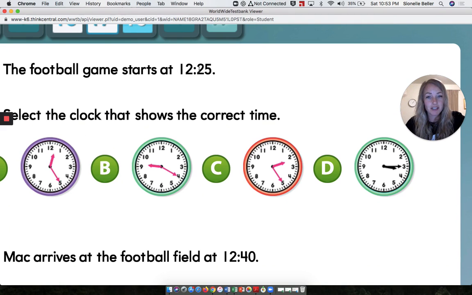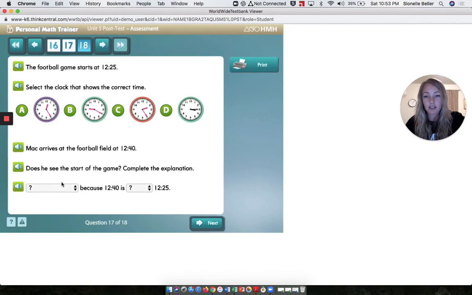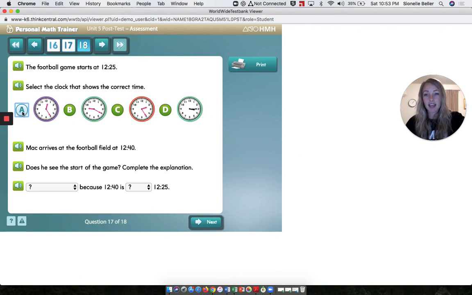Let's make sure the minutes are at 25, okay? 5, 10, 15, 20, 25. Hour hand in the 12, minute hand at 25. So the correct answer on this is A. That was the first part of the problem.